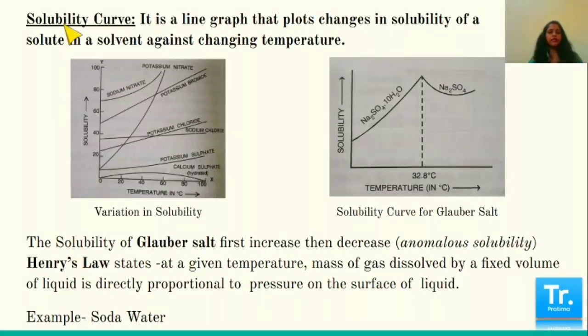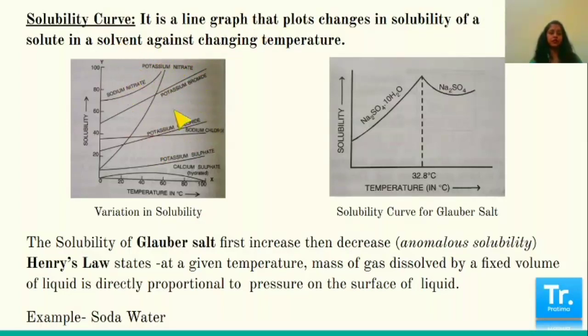Then solubility curve. Children, this is important. It's a line graph that plots changes in solubility of a solute in a solvent against changing temperature. So you can draw a graph of the solubility of a solute in a solvent against temperature.